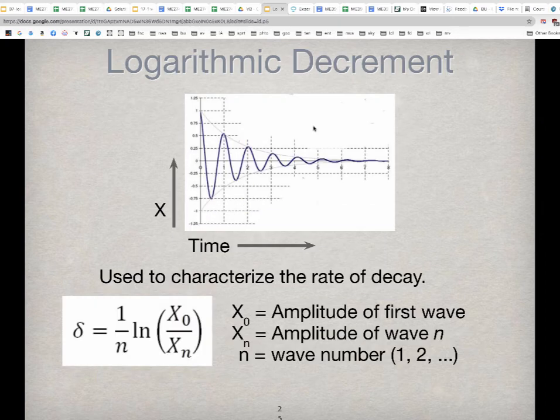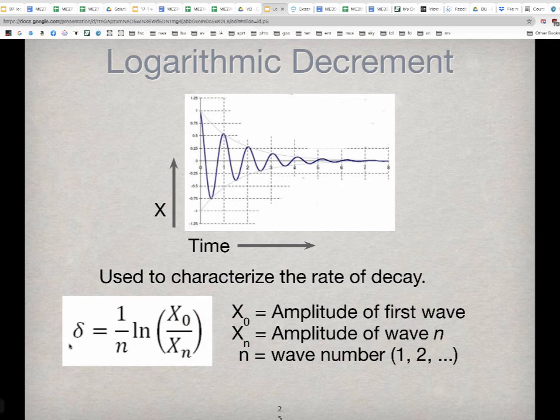Now I'm going to define some terms here that you're going to actually be doing in the lab. So this is important. Logarithmic decrement is used to characterize the rate of the decay. And it's defined by this equation here.